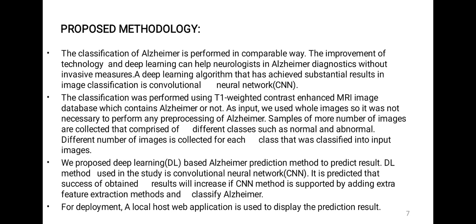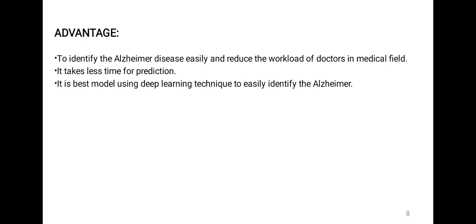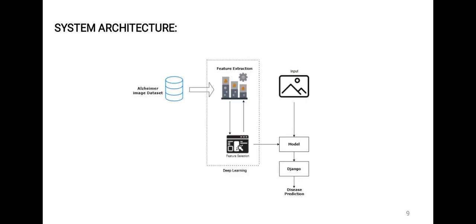For deployment, a localhost web application is used to display the prediction result. Advantage: to identify Alzheimer's disease easily and reduce the workload of doctors in the medical field. It takes less time for prediction. It is a best model using deep learning technique to easily identify the Alzheimer.